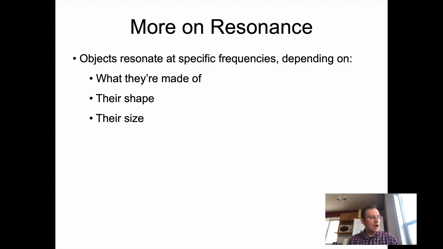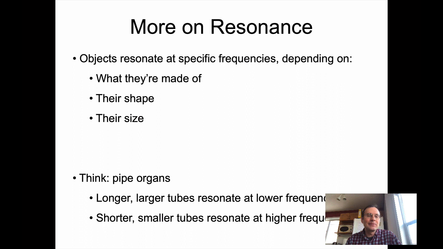Okay, so objects will resonate at specific frequencies depending on what they're made of, what their shape is, and what their size is. And to skip ahead a little bit, the way we get different frequencies to resonate in speech is by changing the shape and size of our vocal tract as we speak.